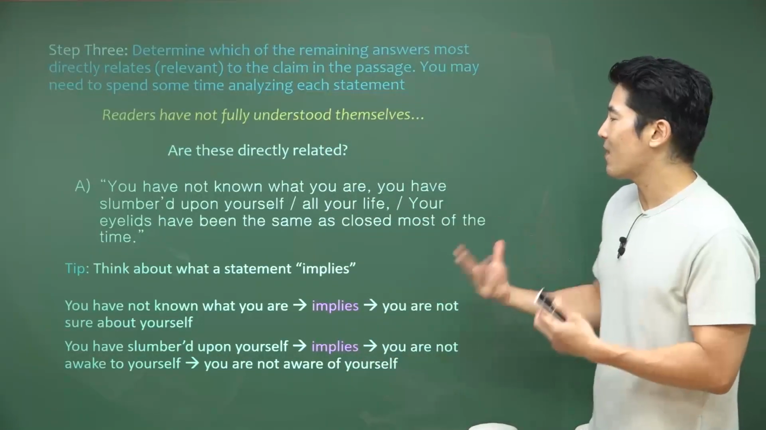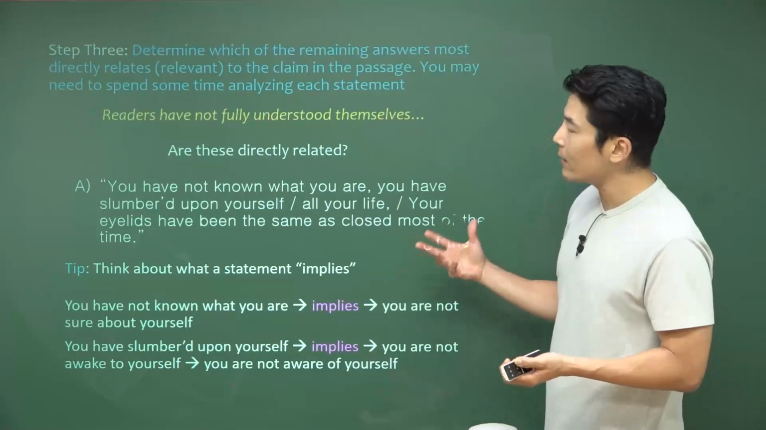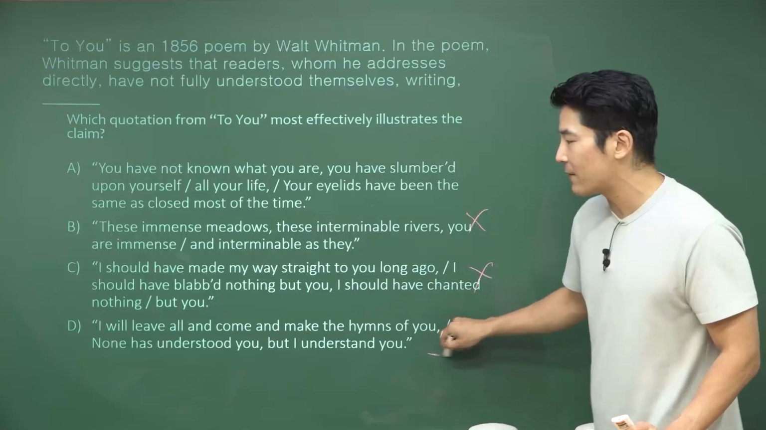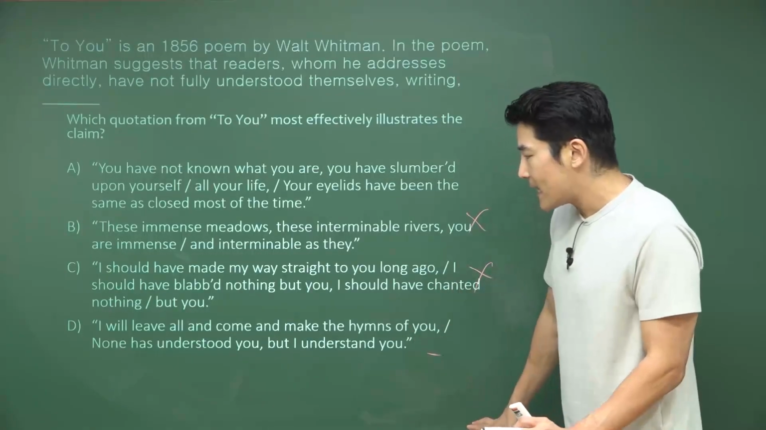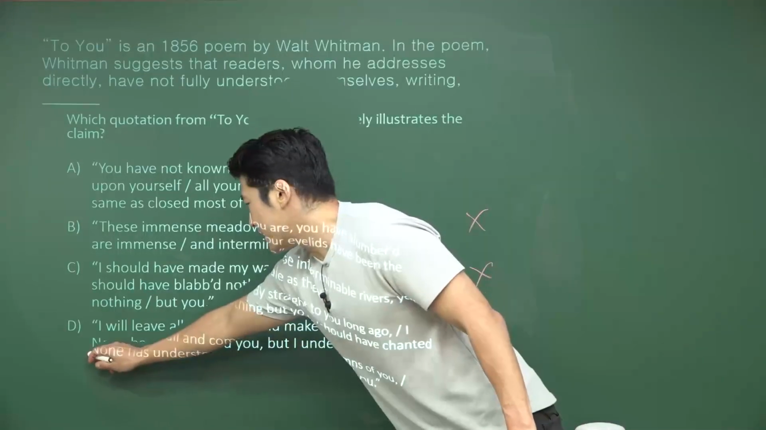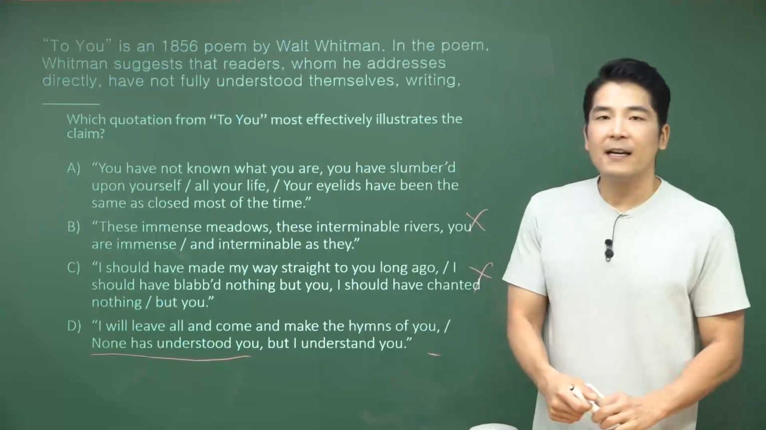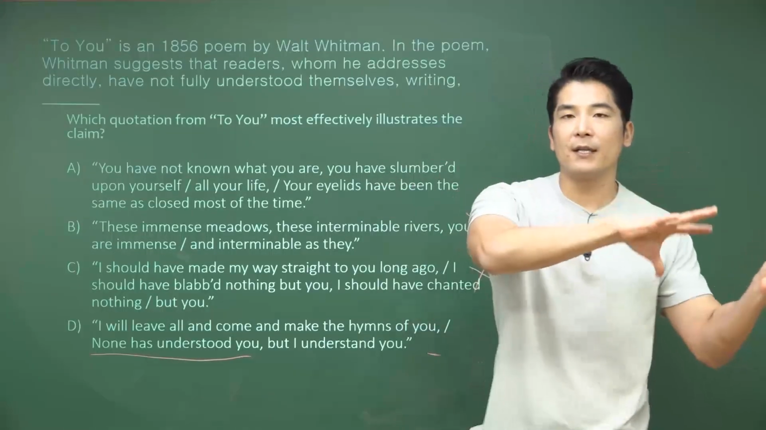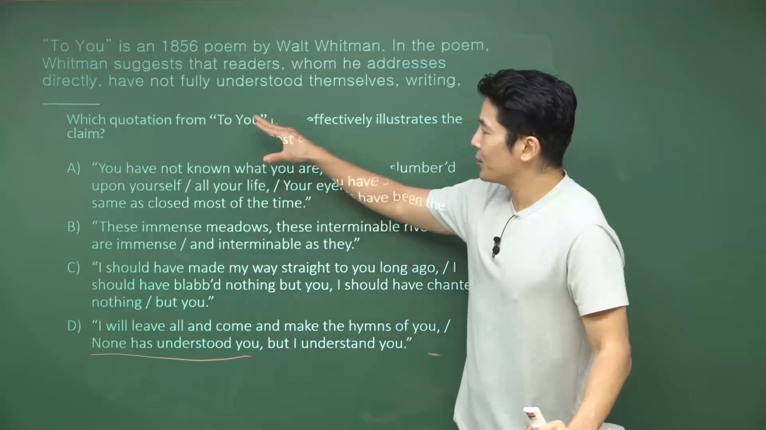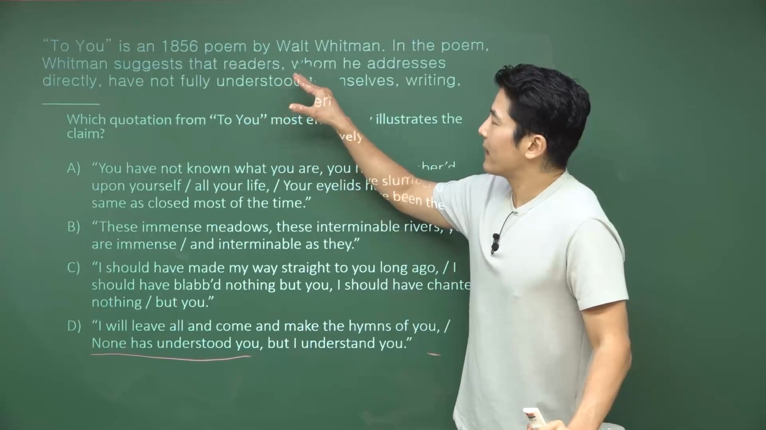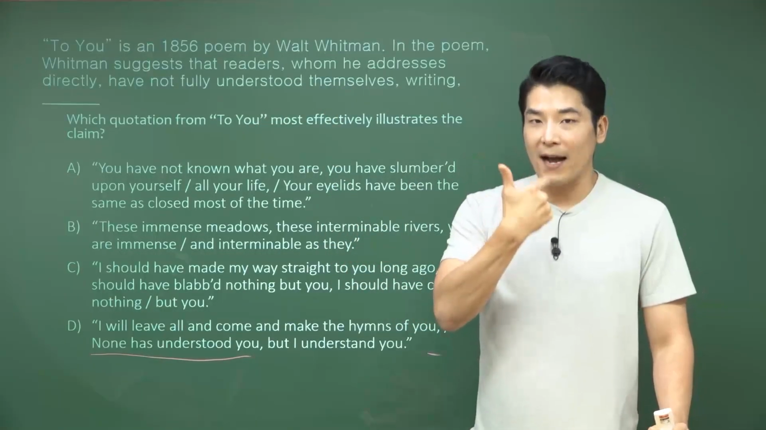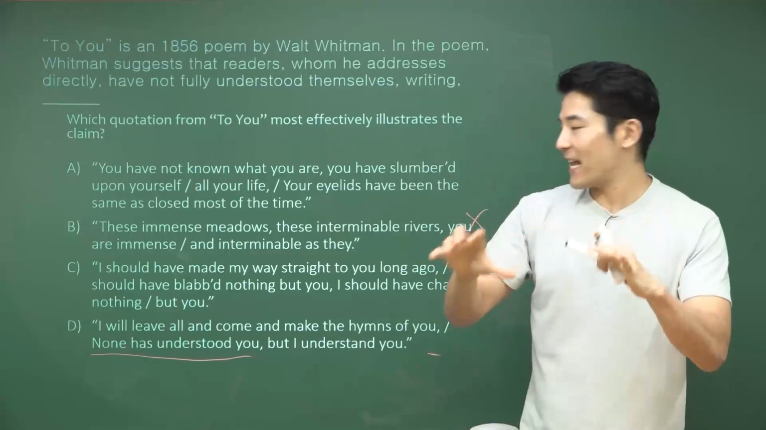We can do the same thing with the other answer choice as well. In this case, we crossed out B and C, and now we're left with D. But D says, none has understood you. What does that imply? That other people don't understand you. Does that directly relate or match with this claim, that readers have not understood themselves? That's like if I'm a reader, I don't know who I am. It doesn't match.